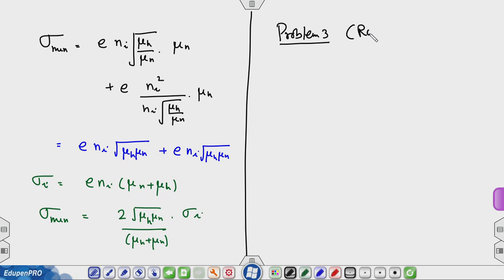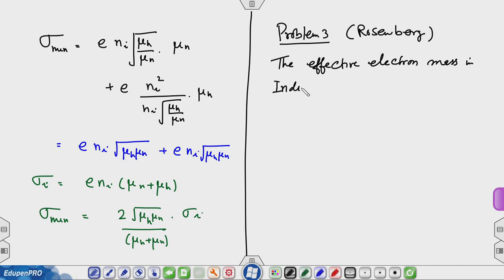This is also from Rosenberg, and it says the effective electron mass in indium antimonide is 0.01 times free electron mass.